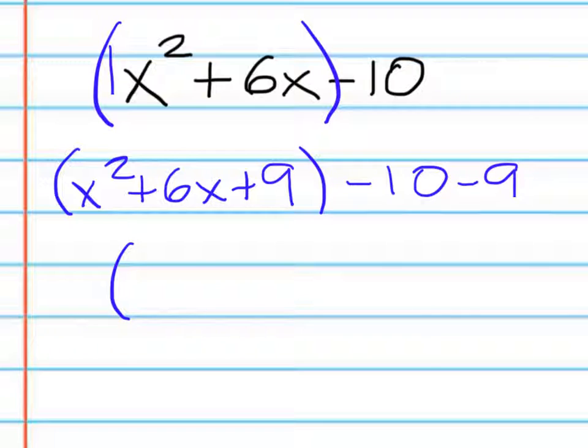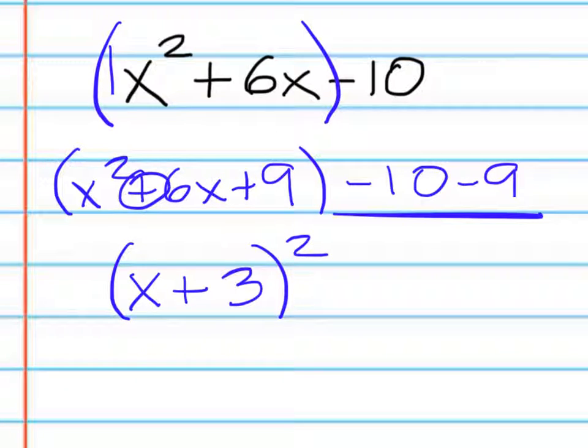So I want to go back and write this in the completed square form. So I need my variable x. What sign am I using? The first one, plus, and then what do I put down? 3, which is half of the 6, close the quantity and square, and then minus 10 minus 9 comes out to be minus 19.